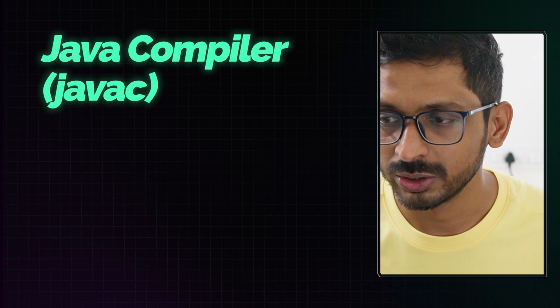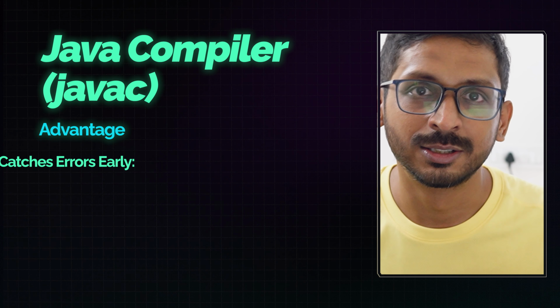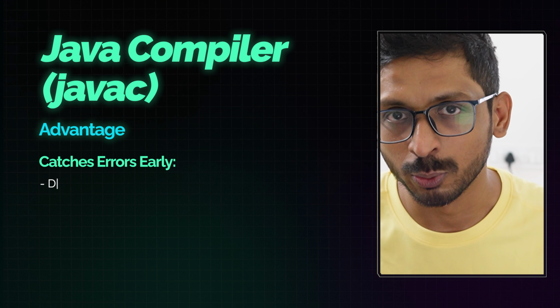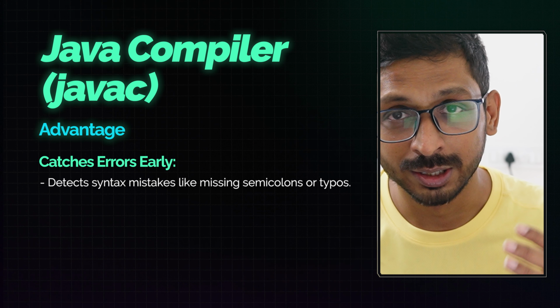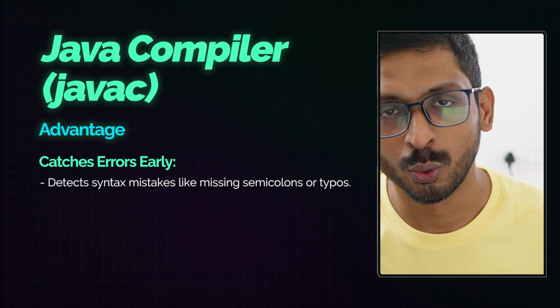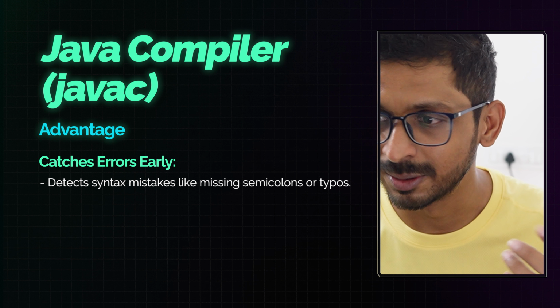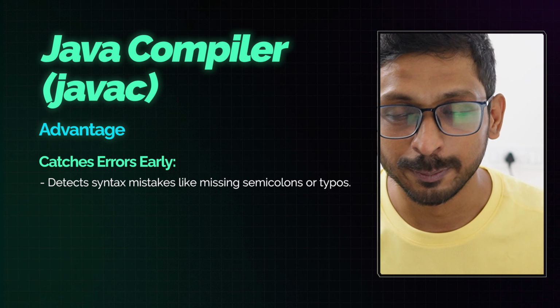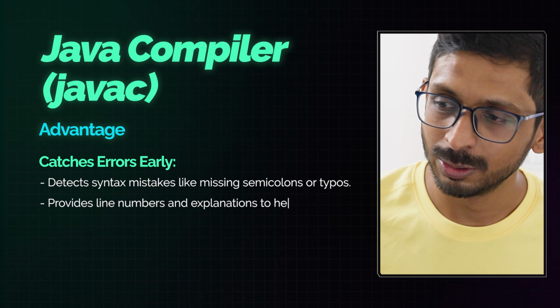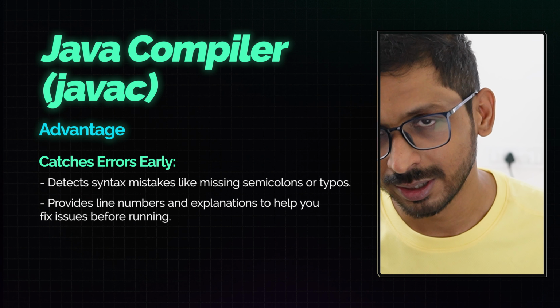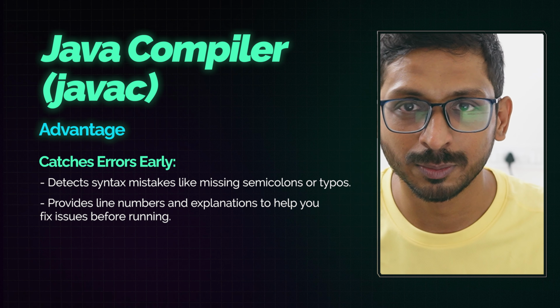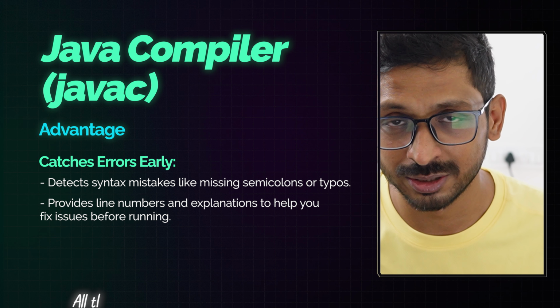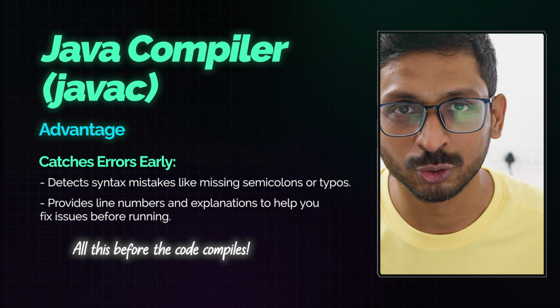One of the biggest advantages of using javac is that it catches errors early in your programs. It won't compile your code until and unless all of the errors in your code are resolved. Even if you miss a semicolon, or you make a typo, or you make a logical error, javac will detect it, and it will let you know that this is the place where the error is and you need to correct it before the Java program actually gets compiled.